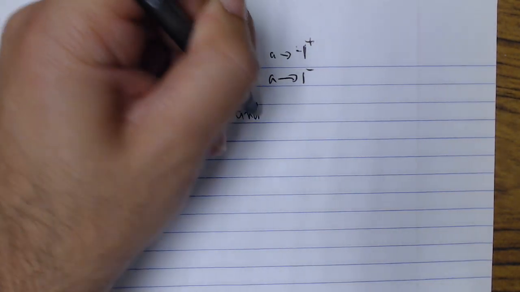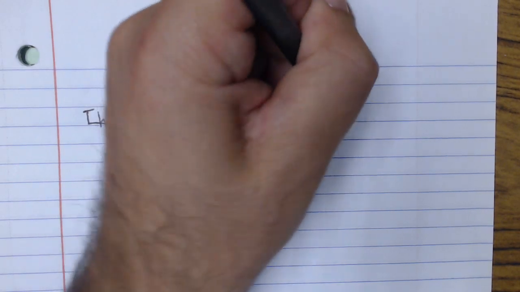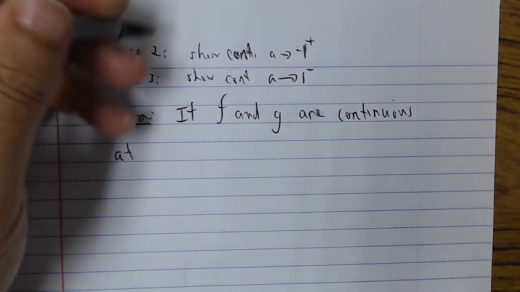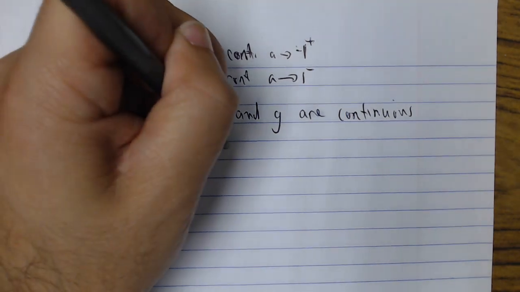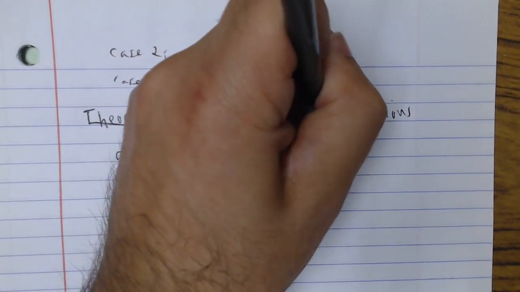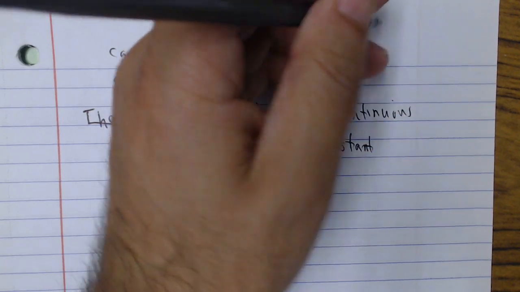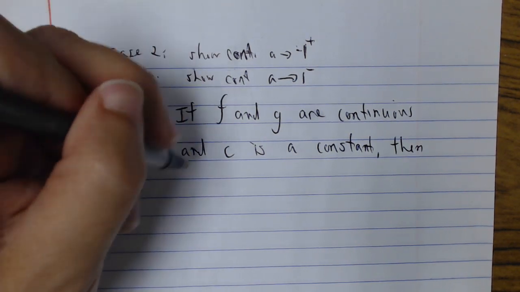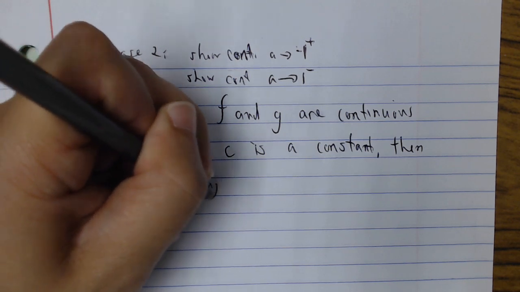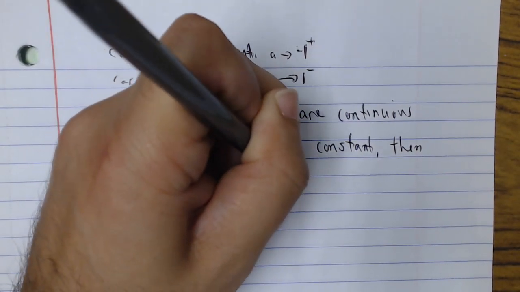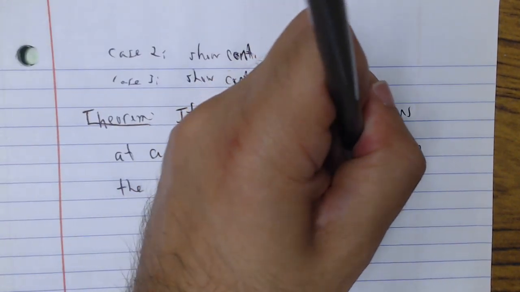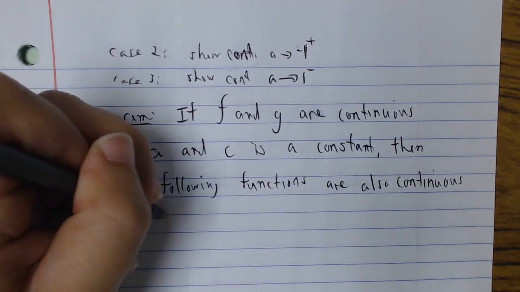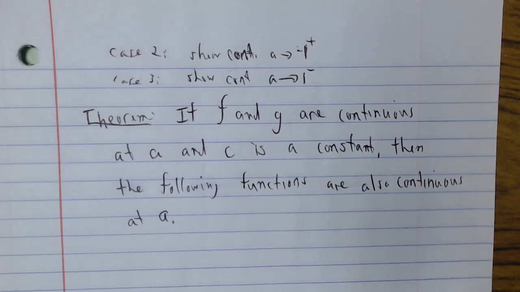So you could say, if f and g are continuous at A, and C is a constant, then the following functions are also continuous at A.